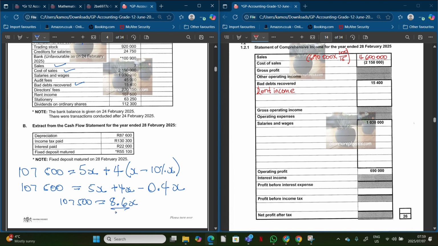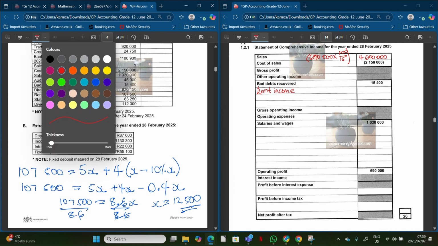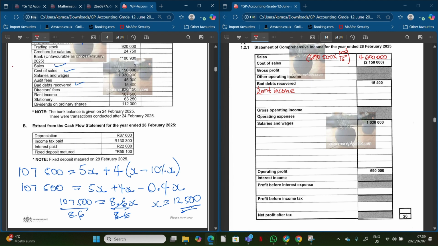Then if you divide on both sides by 8.6 right there, we'll definitely get our x value being what? We're going to get our x value being 12,500. So meaning that this is the normal amount of rent, right? This is the normal amount of rent. But remember that from the months that he didn't pay, the rent by that time was reduced by 10%.